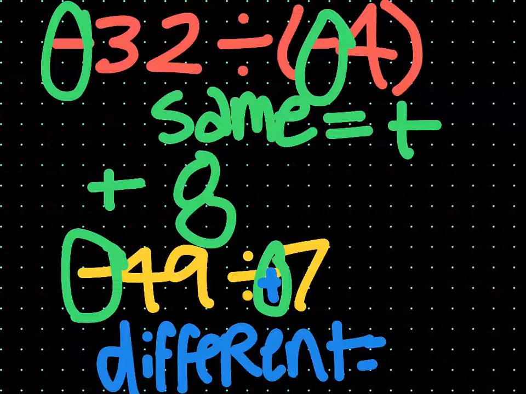Positive? Nope. Negative. Our answer is going to be negative because they're different signs. So 49 divided by 7, you should know that real quick. 7. So negative 49 divided by 7 is negative 7 because they're different signs.